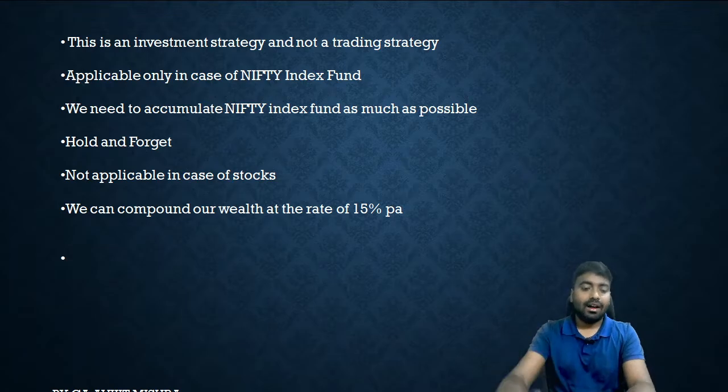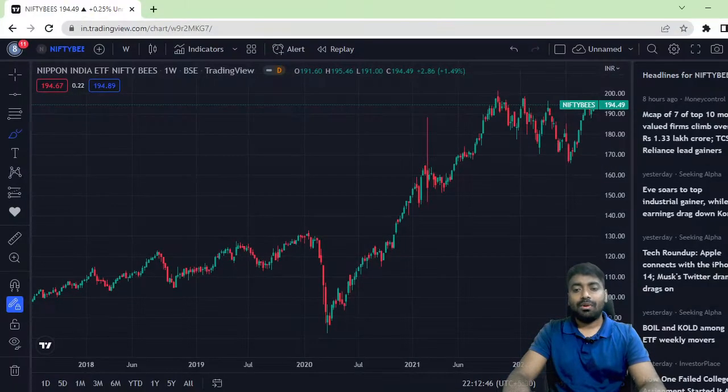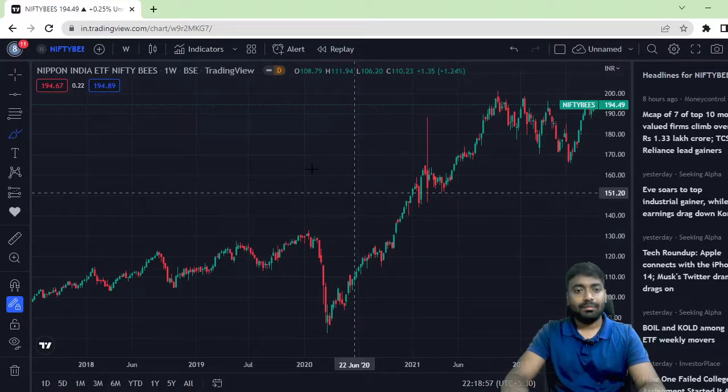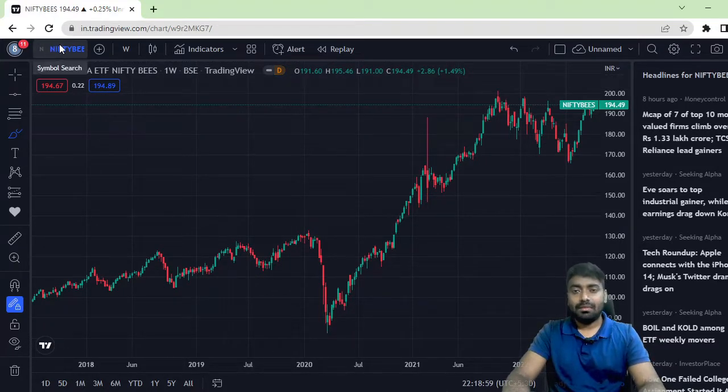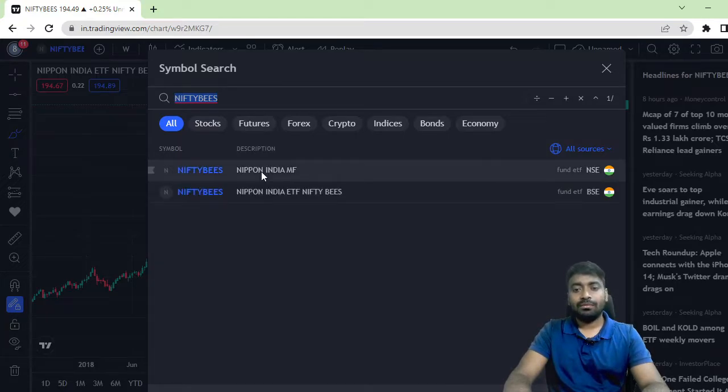Let's understand how we are going to use the strategy and how we can create a huge amount of wealth by investing our money in Nifty Bees. For that, what you have to do is open tradingview.com. So here I have opened it already. Here you have to go and select the Nippon India Nifty Bees ETF index please.